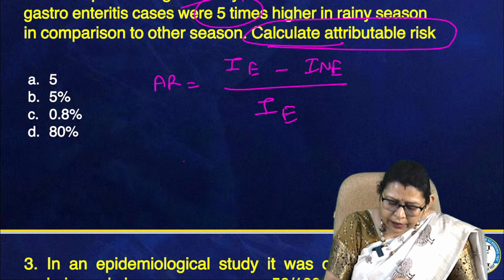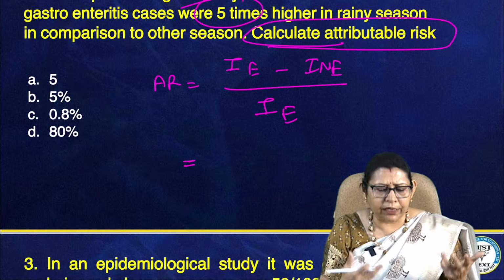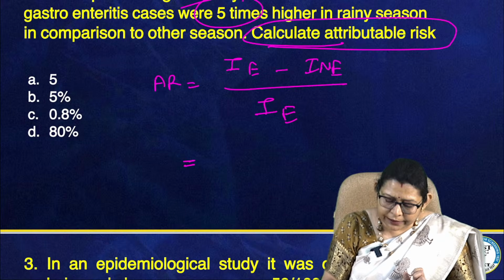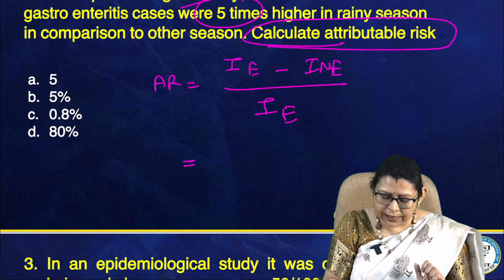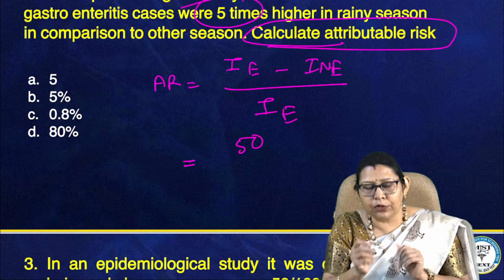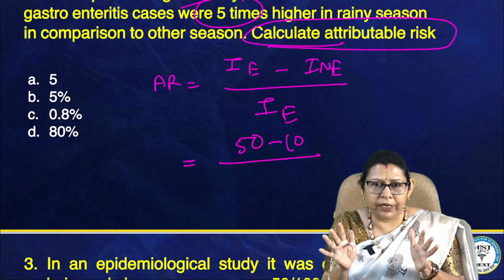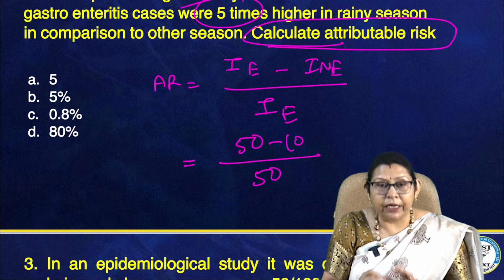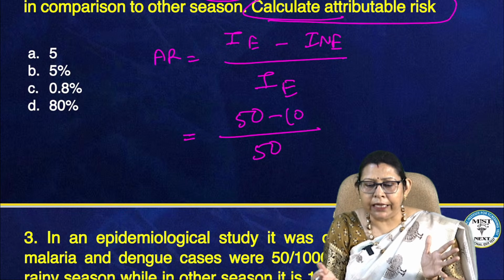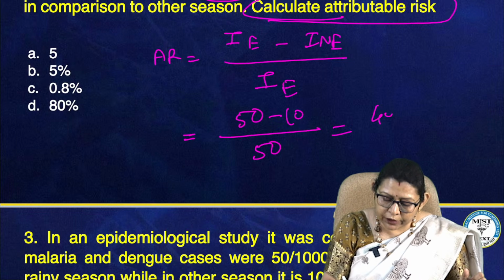Suppose, imagine that in the non-rainy season there are 10 cases, any presumptive value you can take. So if I take 10 cases in the non-rainy season, 5 times higher will be in the rainy season. So 50 in the exposed individuals, minus 10 in the non-exposed. This is the imaginary value I am taking, or you can take 5x minus x, whatever you want, and it is divided by 50. Okay? It is 5 times the non-exposed, and this will be 40 by 50, and it is coming as 0.8.